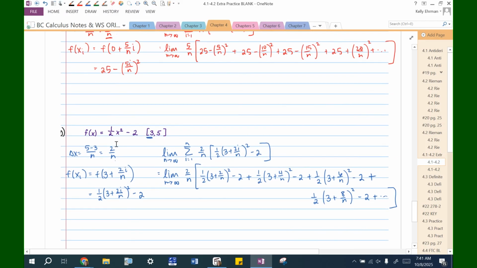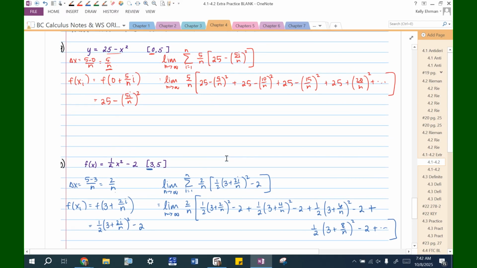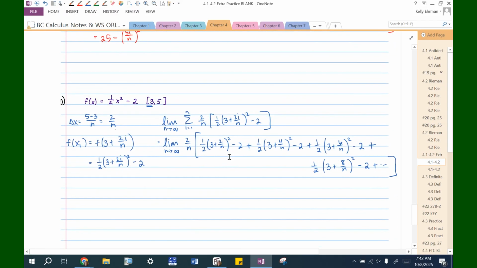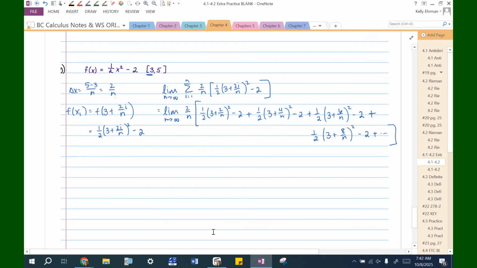Okay, I hope you're starting to see a pattern for how you build these Riemann sums with their limit definition. Come see me in office hours if you need more practice.